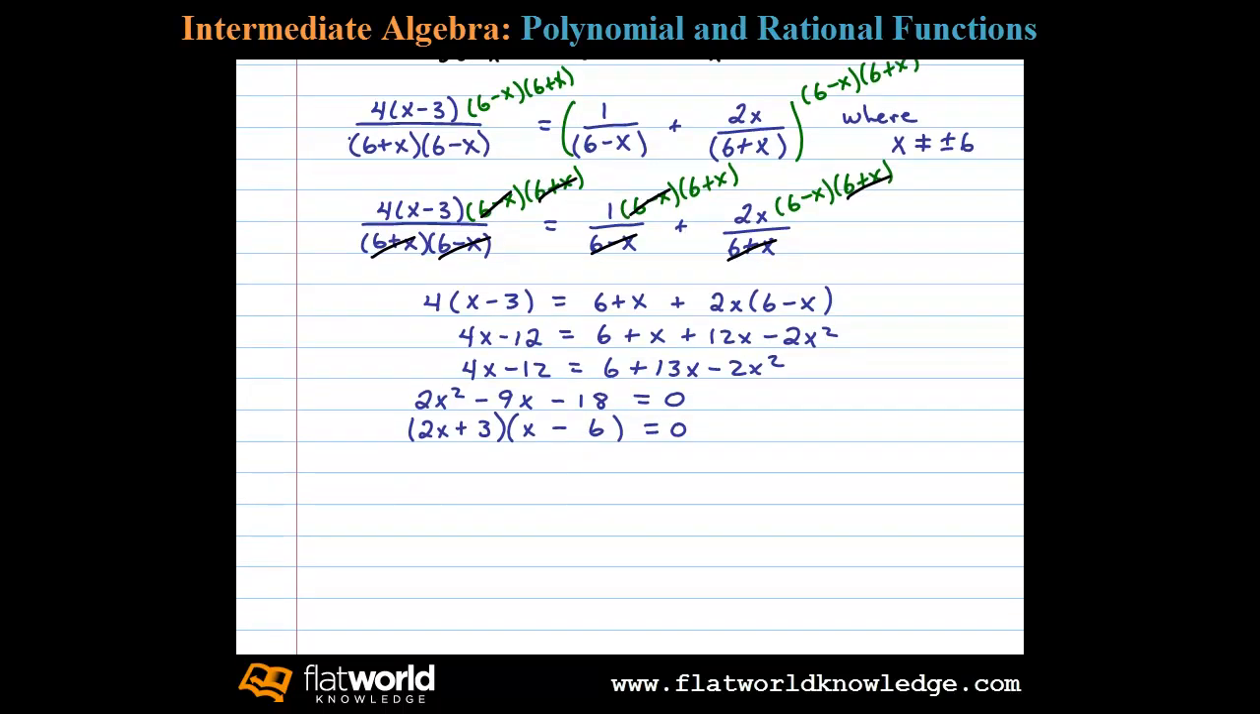Now at this point we'll set each factor equal to 0. So 2x plus 3 equals 0, or x minus 6 equals 0. So 2x equals negative 3, x equals negative 3 halves, or x equals 6. Now remember, 6 was a restriction, so it turns out in this case x equals 6 is extraneous. We'll disregard that answer and consider negative 3 halves as our only solution to the equation.